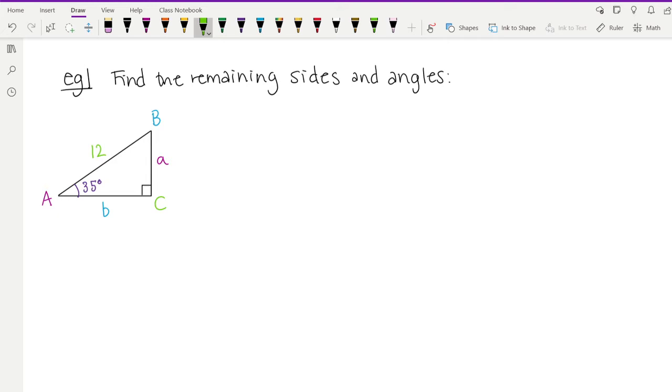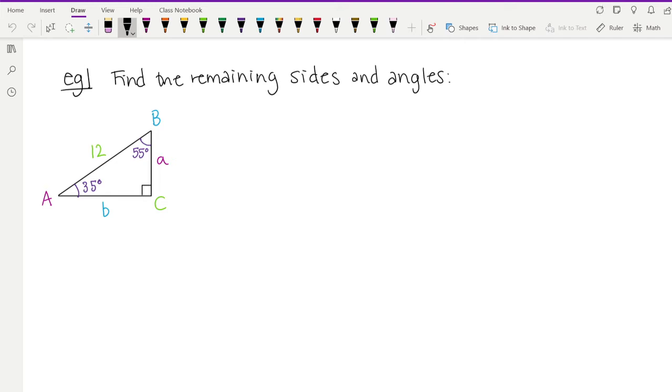Well, we can find this remaining angle just by using the fact that the three angles have to add up to 180, right? So if we know that we have 35 plus 90, and then we're trying to see what angle goes here, we can just do 180 minus 90 minus 35. And so if you do that out, that will give you 55 degrees. Okay, so how are we going to find the missing sides now?